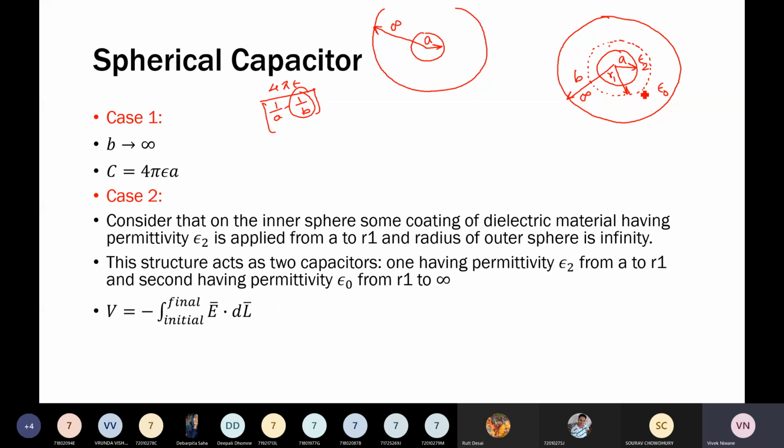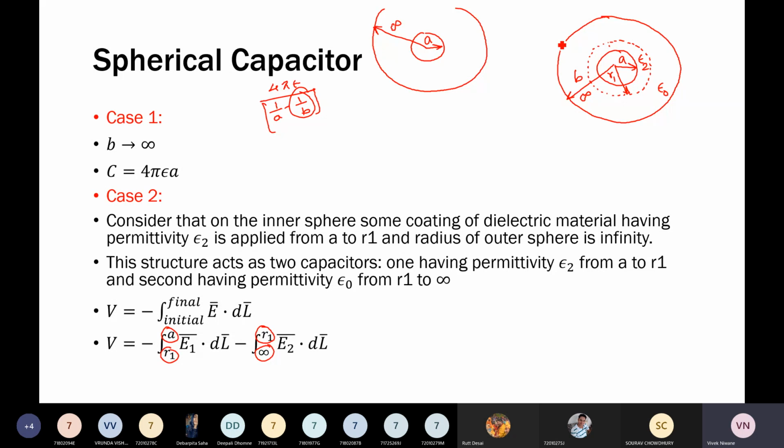So V is equal to minus integral initial to final E bar dot dl bar. We've seen this expression previously. So V is equal to minus integral R1 to A E bar dot dl bar minus integration infinity to R1 E2 bar dl bar. Okay. So do note the integral limits. अगर integral limit wrong हो जाते हैं तो you will end up with a different observation.